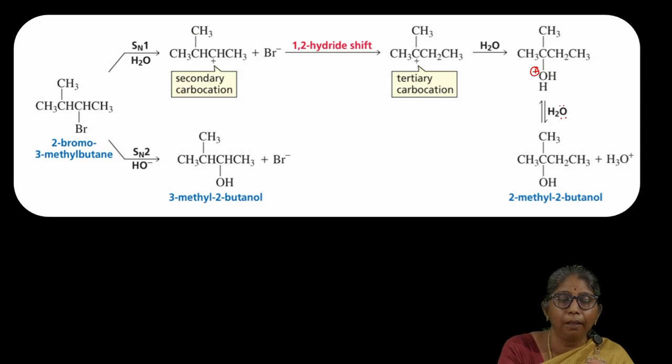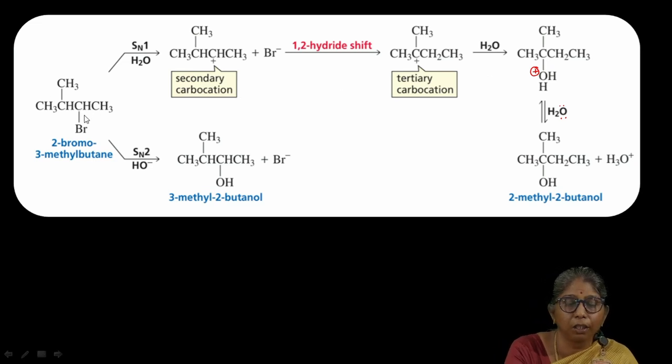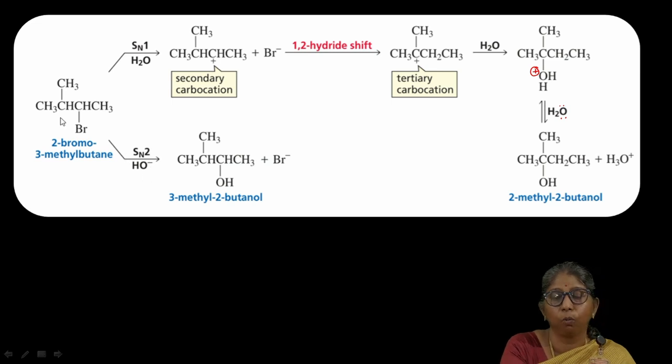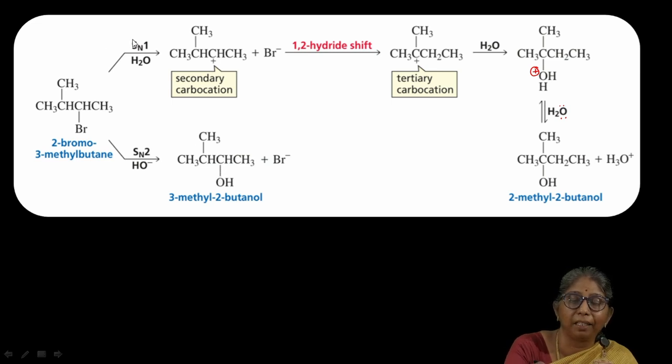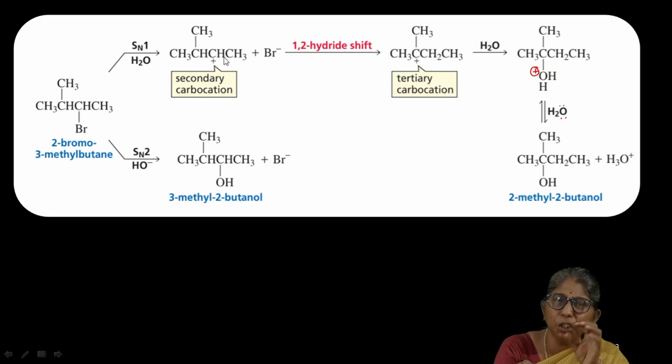See this example. I have taken this compound here. If the reaction takes place via SN2 using a strong nucleophile, the Br minus ion is removed and you get a product where the OH group is present at the same position as the leaving group, where the entering group is present. But when you see the SN1 mechanism, here we take a weak nucleophile. First, a secondary carbocation is formed.